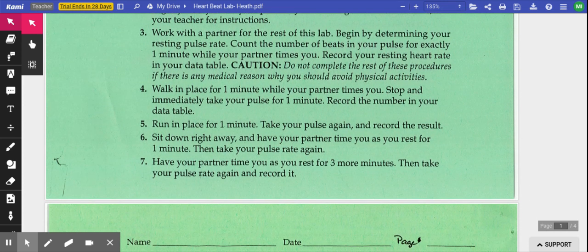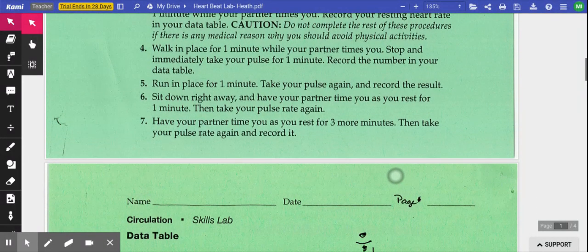Okay, I'm going to give you some of my data, and you're going to need data from other people at home as well.